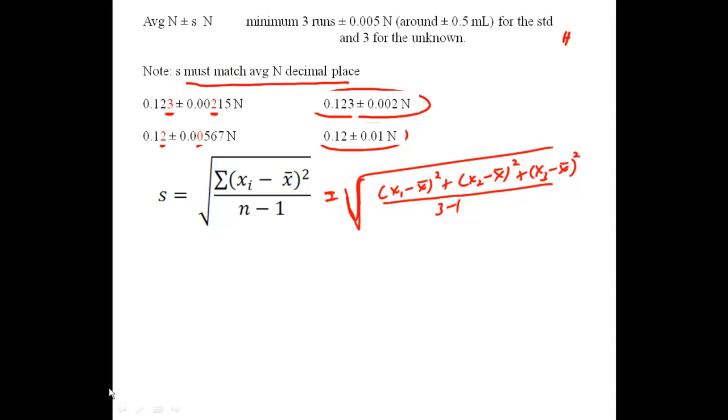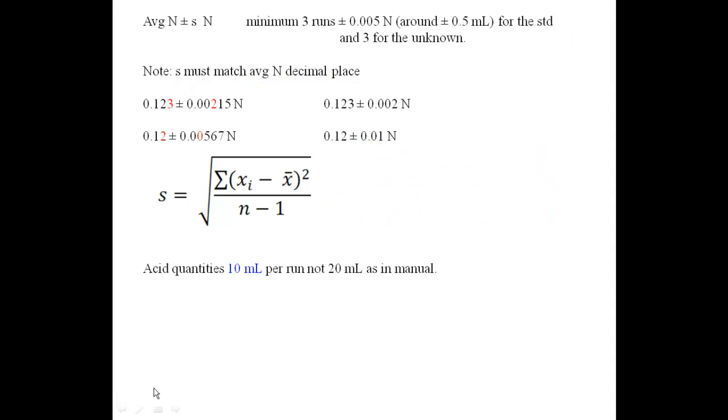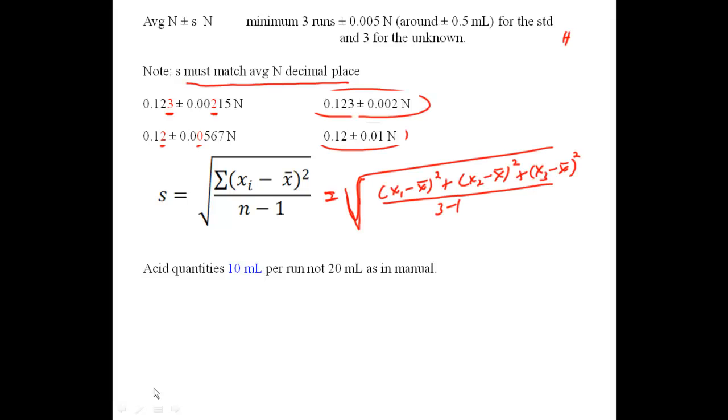In this experiment, one change: they tell you to use 20 milliliters in the manual for your acid quantities. We're going to just use 10. We're only using 10 milliliters because we want to make sure that we have our experiment end in 1 burette reading. So 10 milliliters per run, we take a pipette and pipette 10 milliliters into the Erlenmeyer flask to do the run.